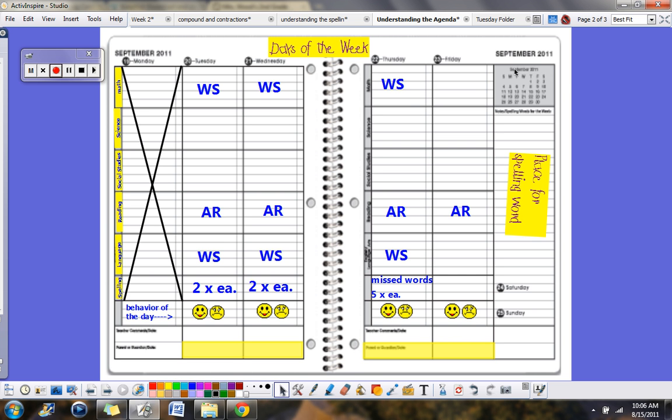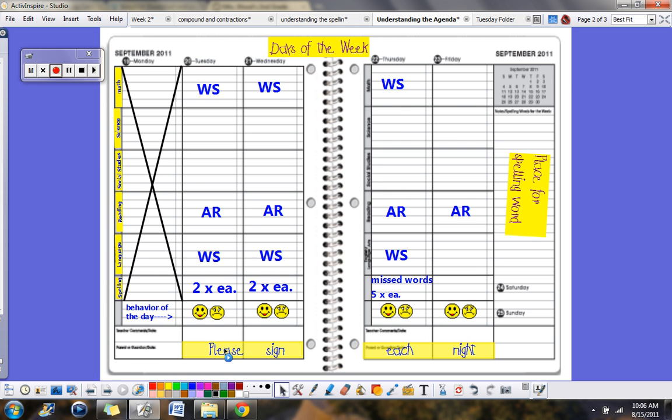Over on the right-hand side, you'll see a month at a glance. You also see a place for the spelling words for the week. And here's Saturday and Sunday. Down at the bottom, you see Teacher Comment Place. This is for me to write comments to you or any notes that need to be written in the agenda.